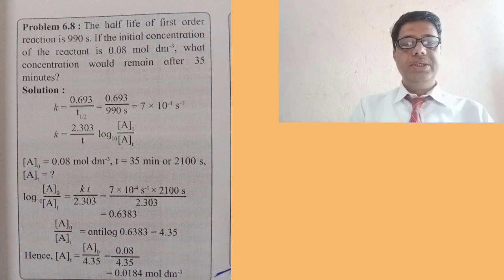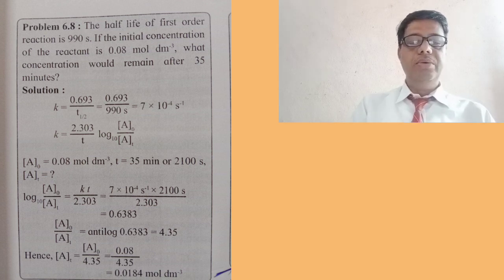The half-life of a first order reaction is 990 seconds. The time is given in seconds. If the initial concentration of the reactant is 0.08 mol dm^-3, what concentration would remain after 35 minutes?